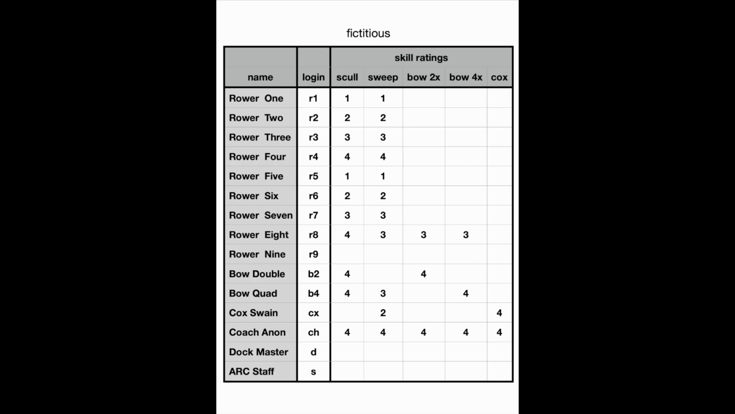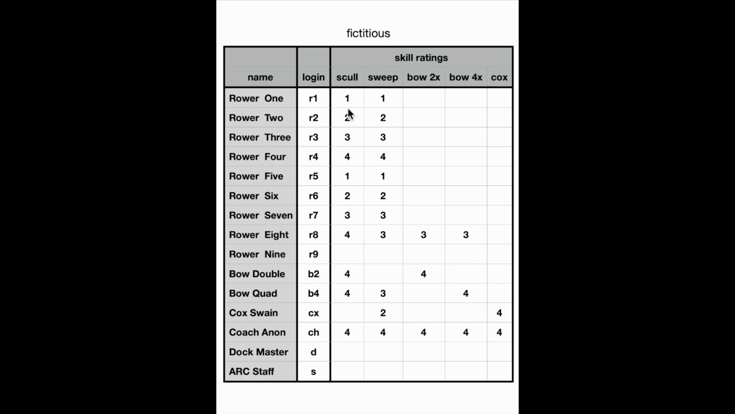The cast of characters for these videos are a set of fictional ARC members with tailor-made properties. They're useful for demonstrating features without using real ARC members. And in the spreadsheet, you can see them listed. We have 9 rowers named Rower 1, Rower 2, and so forth to Rower 9. We have a member who is called Bow Double, another called Bow Quad, a coxswain, a coach, a dockmaster, and an ARC staff member. They have very simple logins, which make it easy for me to remember their login names.